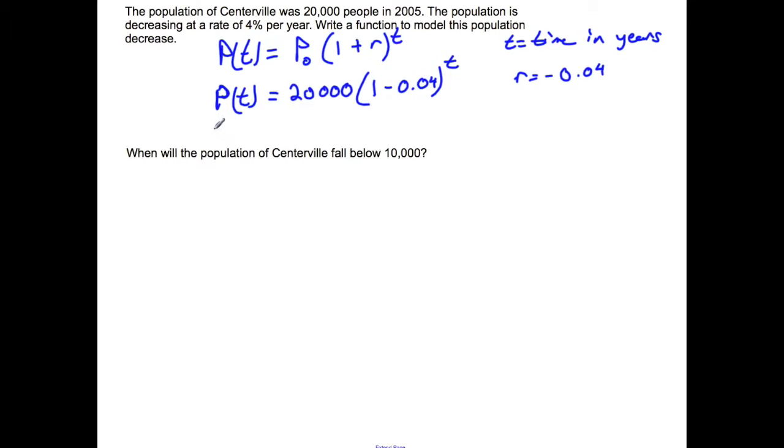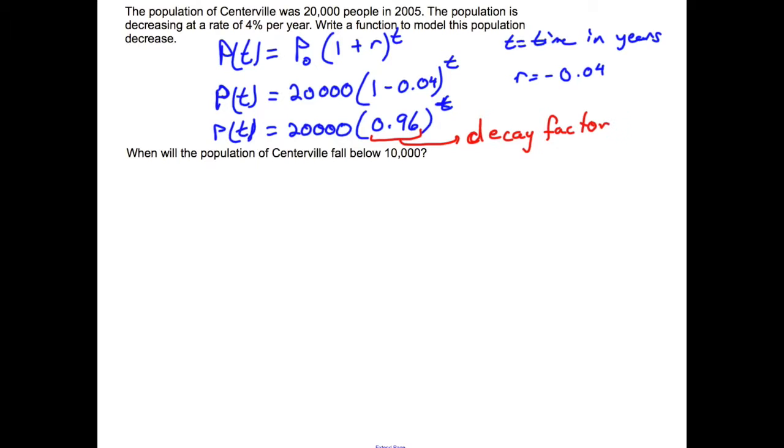So this is how we find our final function: P of t equals 20,000, our initial population, times 0.96 to the t. And just one note is this is our decay factor. And this is our decay rate.